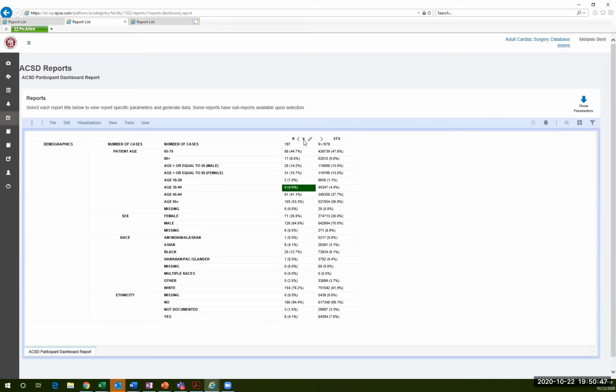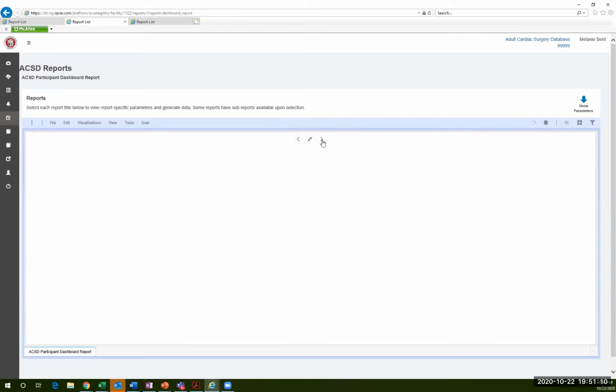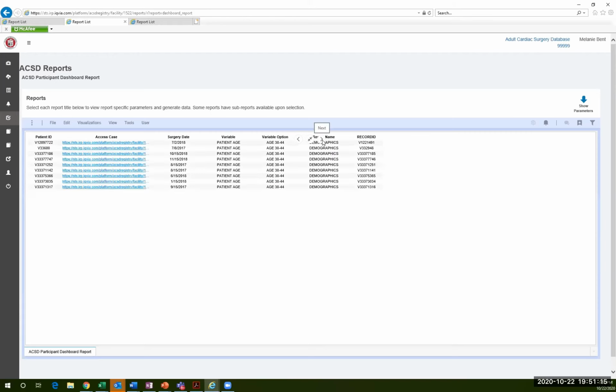But if you take a look, and maybe it's a little bit hard to see, you'll see that there are some navigational tools here where I can go previous, or I can go forward, or I can restore back to the main dashboard view. But if I selected this item here and I wanted to just stay in this mode of seeing just the drill down, I can hit next and you'll see it brings me to that list of patients.